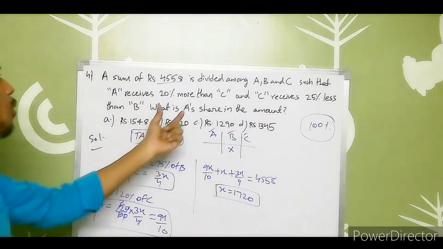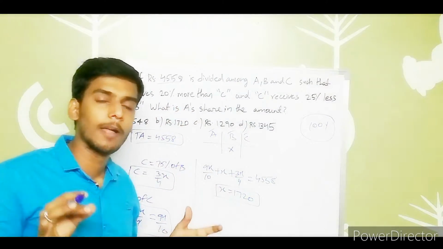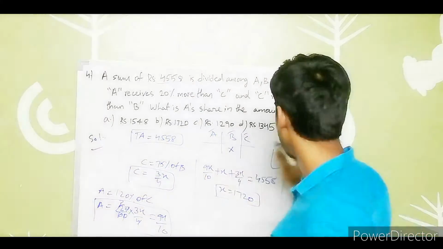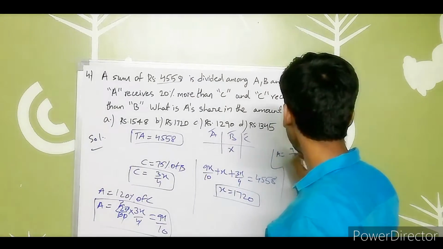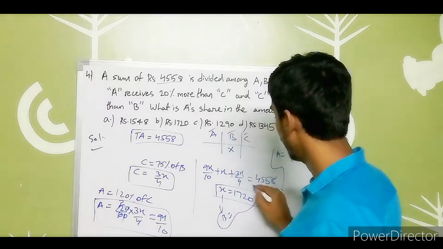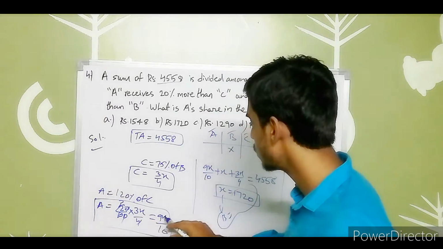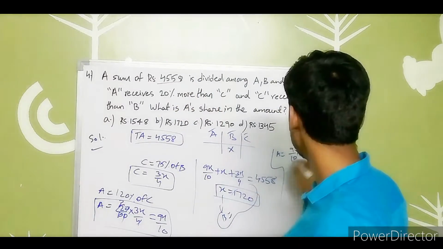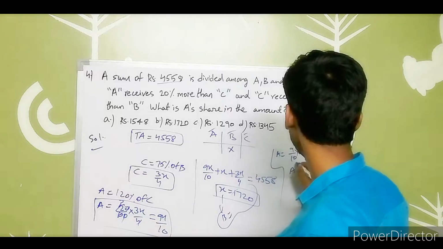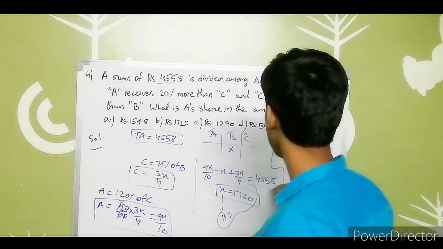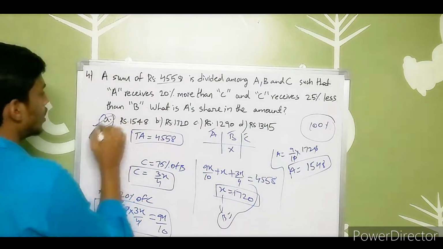But what are they asking to find? What is A's share in the amount? That means we have to find A's share in the total amount. We already know A is 9x by 10, where X is B's value. This is A's share according to the given condition. So A equals 9 by 10 into 1720. By calculating this, 172 into 9, we get 1548. So our answer is 1540, that is option C. Hope you got it, guys.